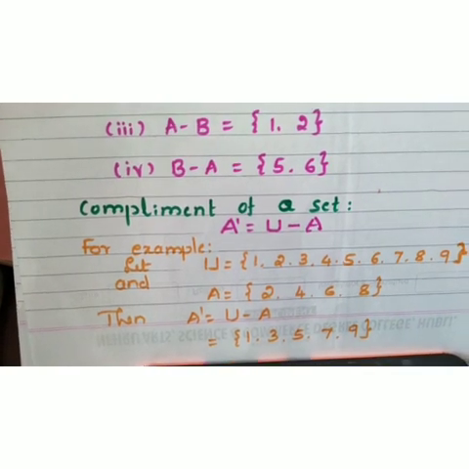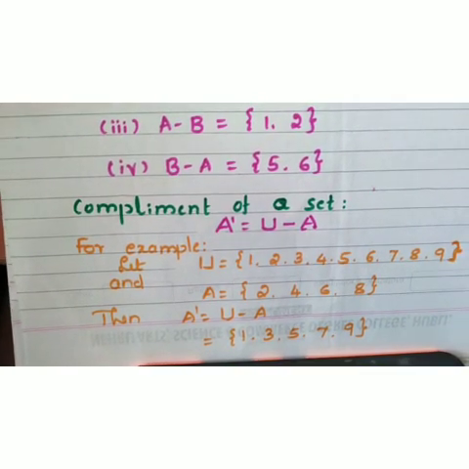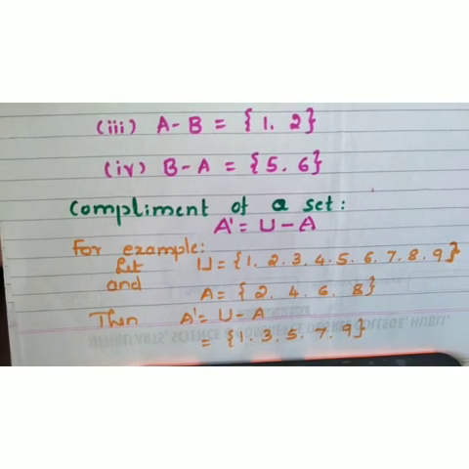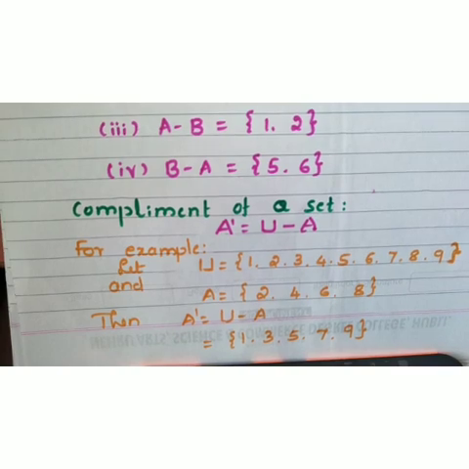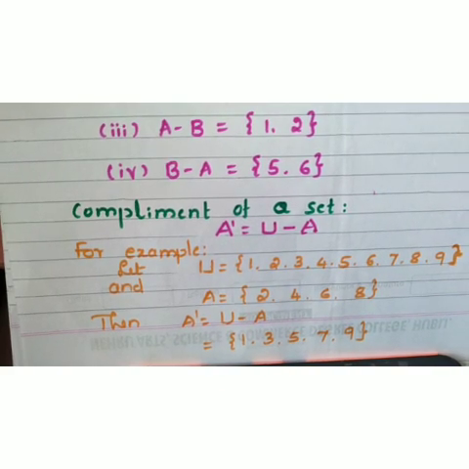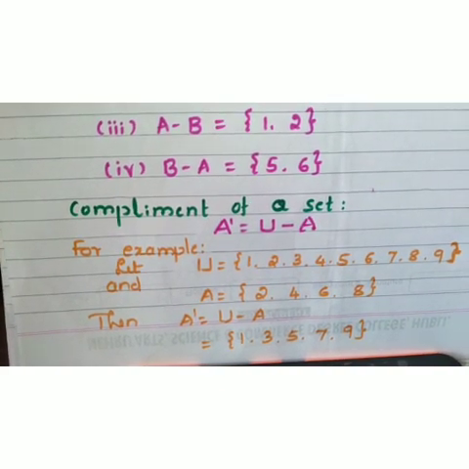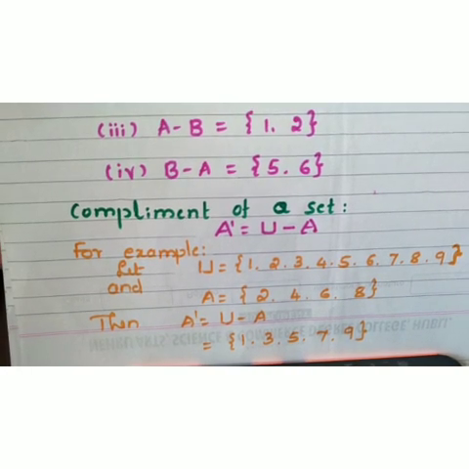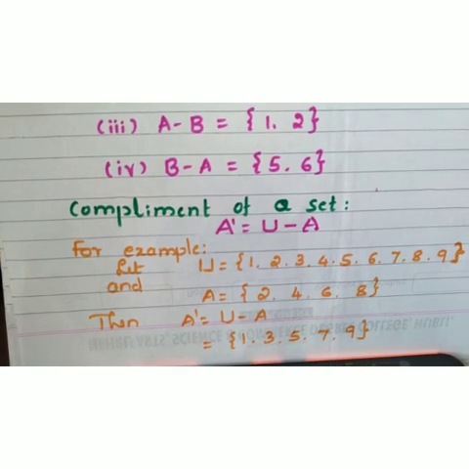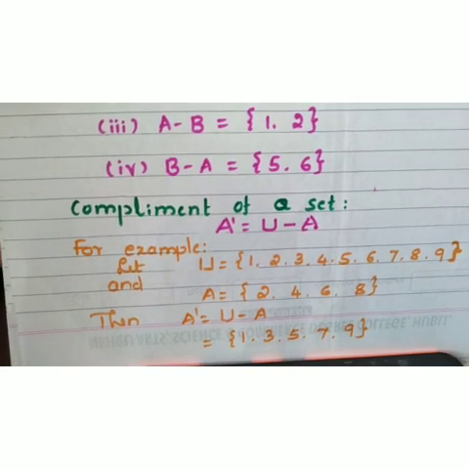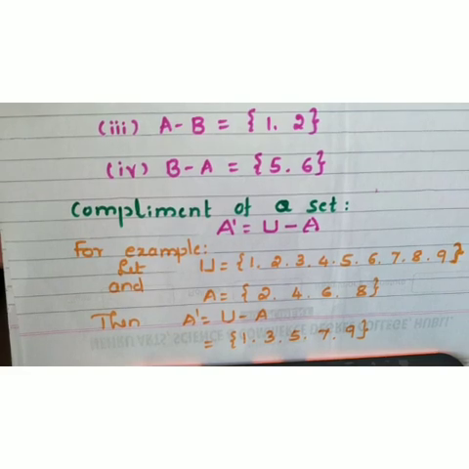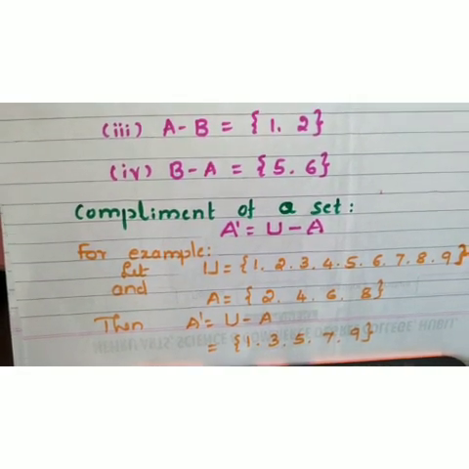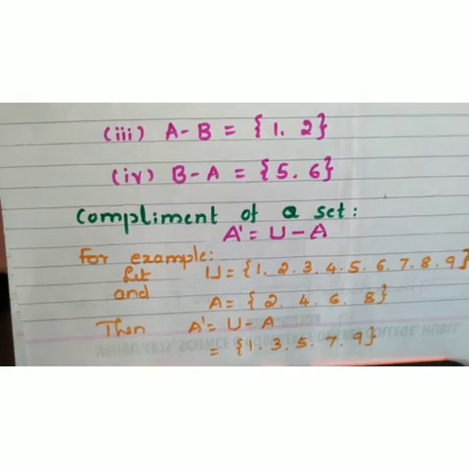For example, U is the set containing 1, 2, 3, 4, 5, 6, 7, 8, 9, and suppose A is 2, 4, 6, 8. Then what is A dash? A dash is U minus A. U is what? Totally 1 to 9. A is 2, 4, 6, 8. Among U, 2, 4, 6, 8 have been eliminated. What are the elements of U left? 1, 3, 5, 7, 9. It is the A dash. This is the method of finding the complement of A.